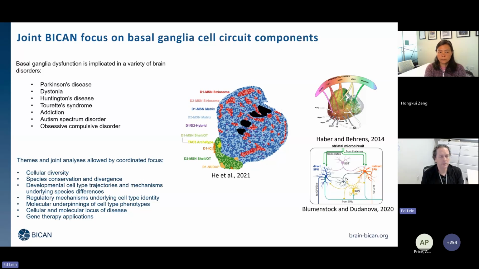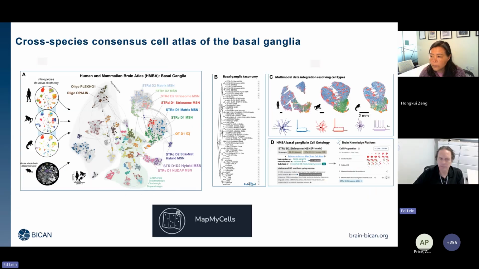And by bringing the whole strength of the consortium together, we could really explore this structure in great detail to get at cellular diversity, species conservation, or perhaps divergence in certain places, developmental mechanisms, regulatory mechanisms, and even push this towards disease studies or gene therapy applications with the genetic tools as well. This has been extremely successful.